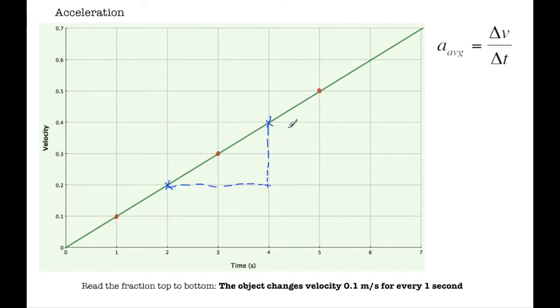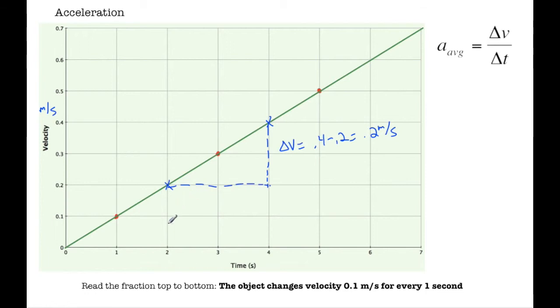And if I find the rise over run, and this should be in meters per second, by the way, the rise is a change in the velocity. So I have a change in velocity from here to here, which is from 0.2 meters per second to 0.4 meters per second. So from 0.4 to 0.2, final minus initial, gives me 0.2 meters per second.